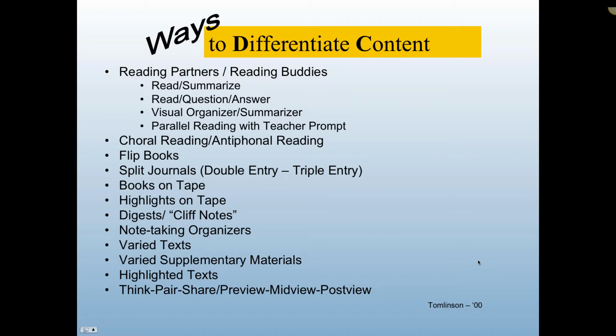So again, look at the ways we can differentiate content. You can have reading partners or reading buddies. You can do choral reading. We know that we can make flip books and books on tape, and for some kids, cliff notes and organizers, and think pair share activities. There are lots of different ways to differentiate content, and I've taken all of this from Tomlinson's book.